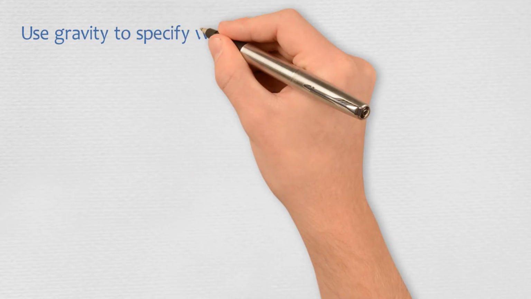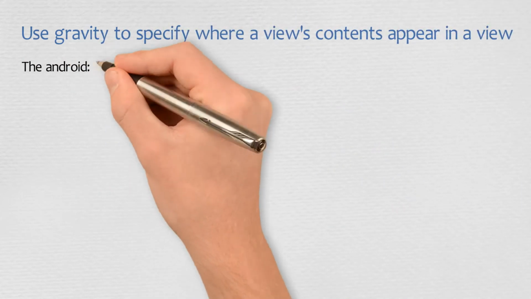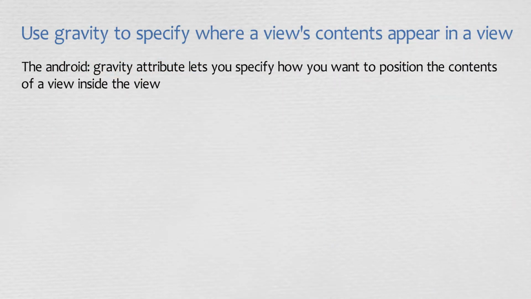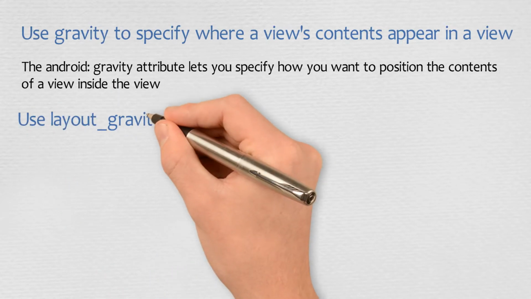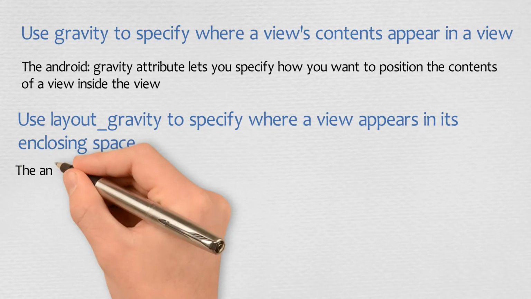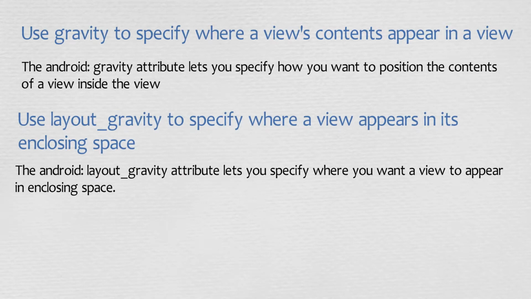Use gravity to specify where a view's contents appear in a view. The Android gravity attribute lets you specify how you want to position the contents of a view inside the view. For example, how you want to position text inside the text field. Use layout gravity to specify where a view appears in its enclosing space. The Android layout gravity attribute lets you specify where you want a view in a linear layout to appear in its enclosing space. You can use it to push a view to the right, for instance, or center the view horizontally.